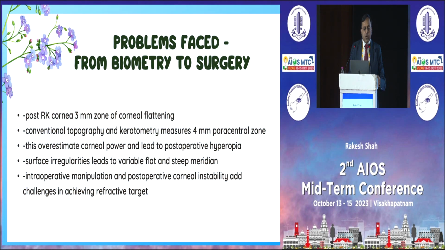So in the post-RK cornea, there is basically a 3 millimeter central zone of flattening. Conventional topography or keratometric images cover more of the 4 millimeter paracentral zone. This leads to overestimation of the corneal power and, most of the time, post-operative hyperopia. The surface irregularities add to the variable flat and steep meridian in these cases, and a lot of intraoperative manipulation and post-operative corneal instability lead to many surprises post-surgery. So even if you do a wonderful cataract surgery, you will have a lot of surprises.